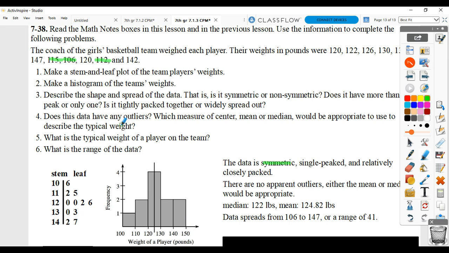Then they want to know for the next one, are there any outliers, meaning any values that are a lot larger or smaller than others? And there are no obvious ones. You can see that from our stem and leaf plot. You can see that from our histogram.